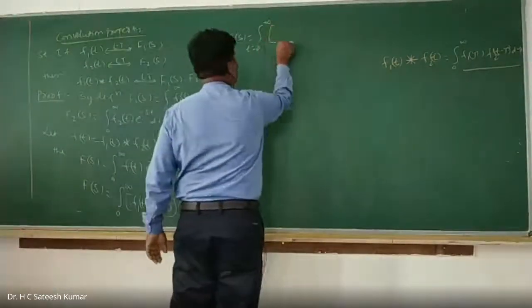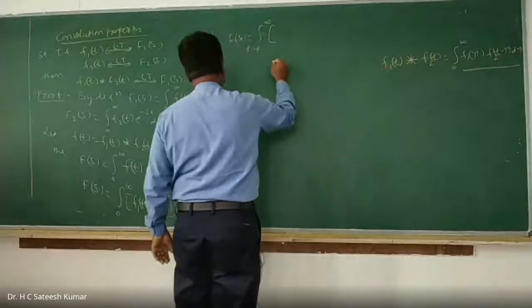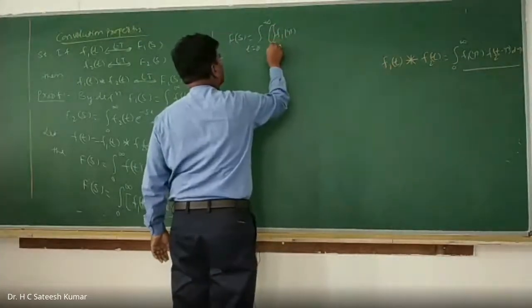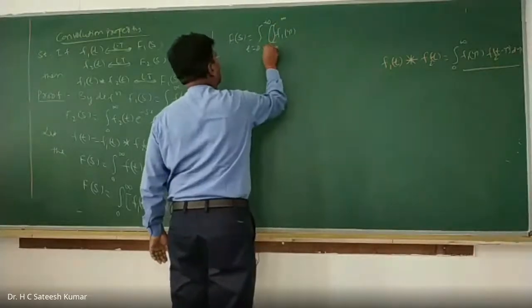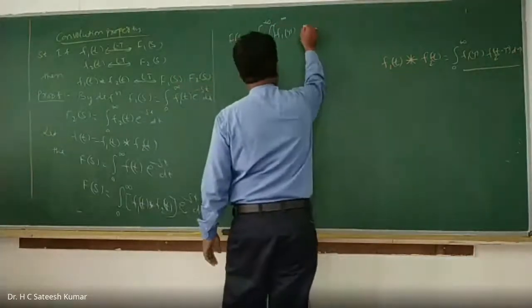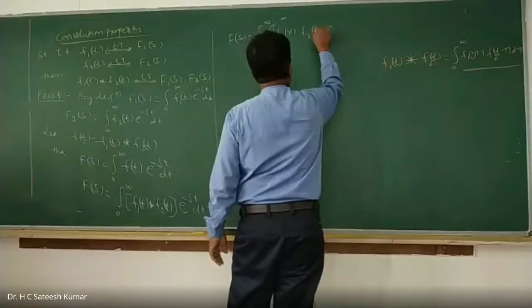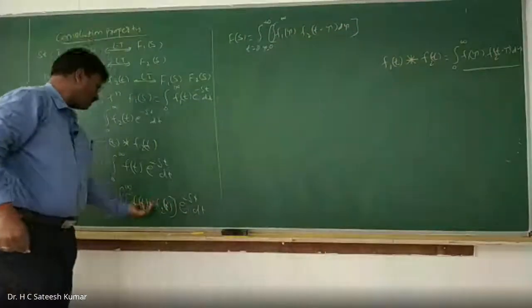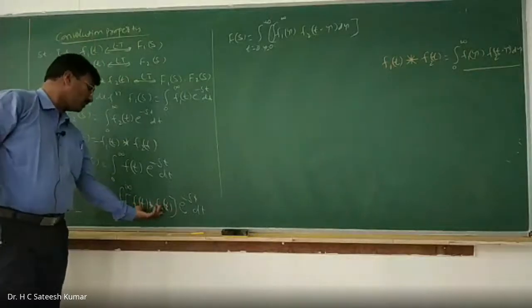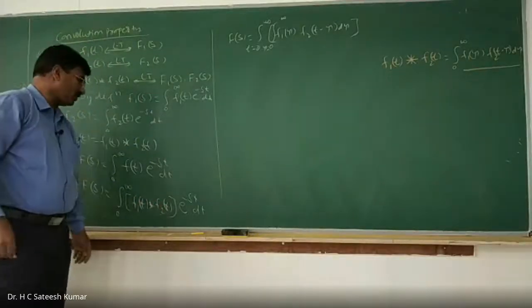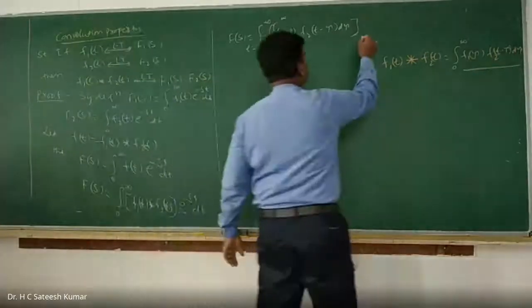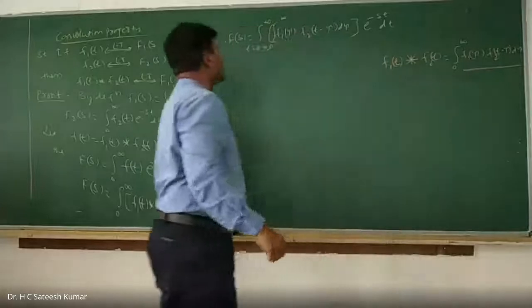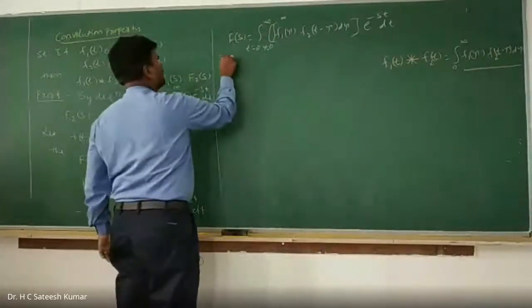Integration of this one, by this definition, what is that? You can write it as f1 of tau into integration from 0 to infinity. This is for tau. f1 of tau into f2 of t minus tau d tau. This one I wrote for f1 of t convolution with f2 of t. The whole thing is in a bracket, no? That is inside the bracket, into e to the power of minus st dt. Okay, right. Interchanging the order of integration.